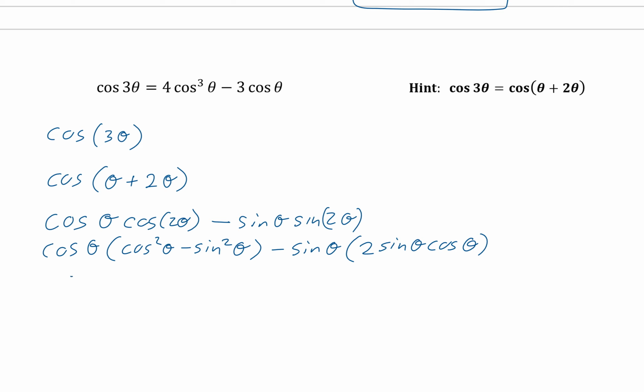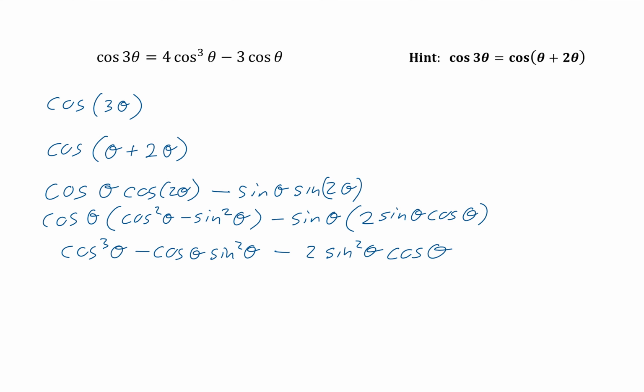And so we distribute. Cosine cubed theta, there's excitement, there's one of them. Cosine theta sine squared theta. And then 2 sine squared theta cosine theta. And there are no signs, so if we go now and use our Pythagorean identity, if you notice we just keep going back and forth, we can turn these into cosine squared.